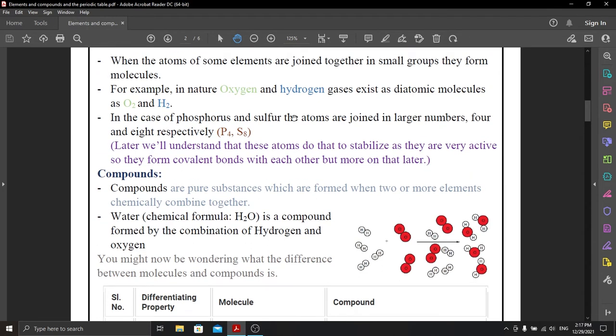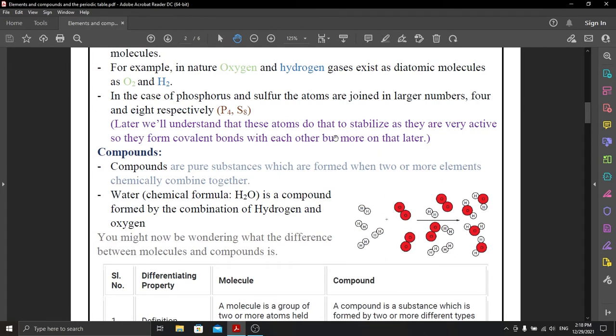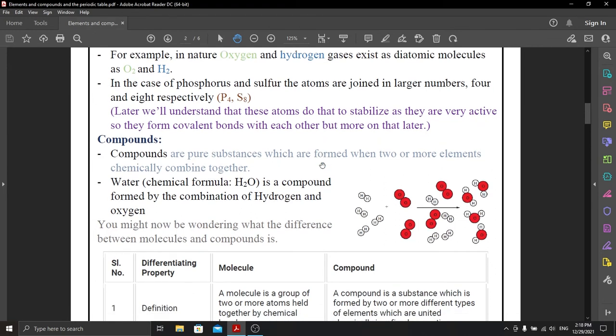Okay, so we realize that these molecules are made from the same atom. So these two H atoms in hydrogen are the same atom, all right? Now let's talk about compounds. Compounds are pure substances which are formed when two or more elements chemically combine together. So we have different elements. For example, water, H2O, that's its chemical formula. It's made of two hydrogen atoms joined with an oxygen atom.